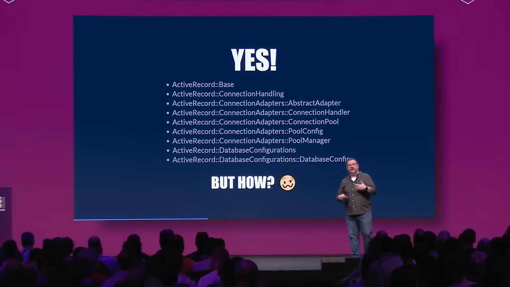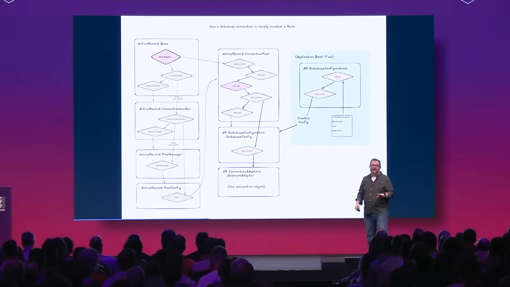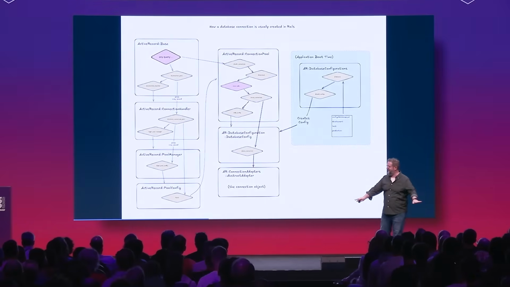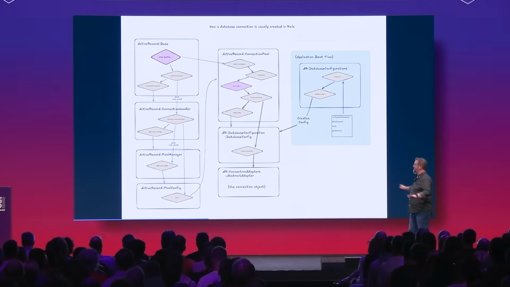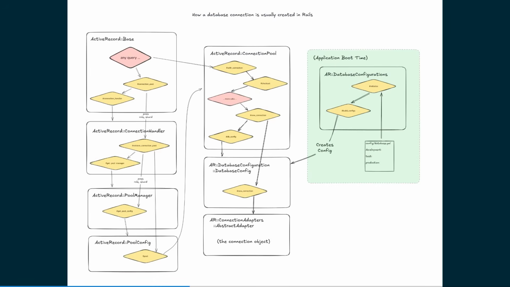So the sense-making exercise I like to do is to draw pictures. I'm not going to explain this picture to you. Don't panic. This is mainly just illustrative of the complexity. These are all the different classes that I just named that have to coordinate to manage your connections. And I'm going to call your attention up here in the middle, which is connection pool. Connection pool is what represents a connection or a set of connections to the database.